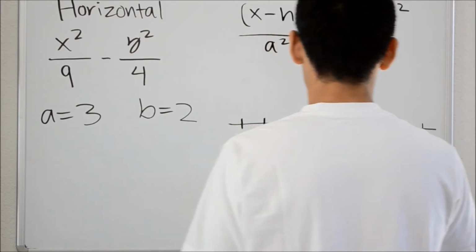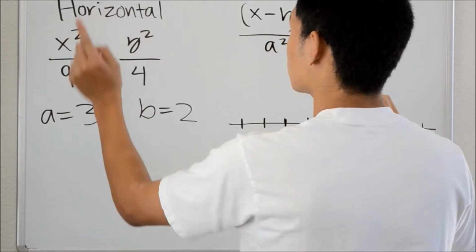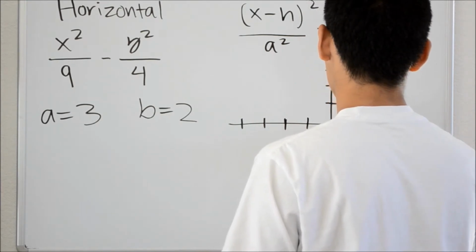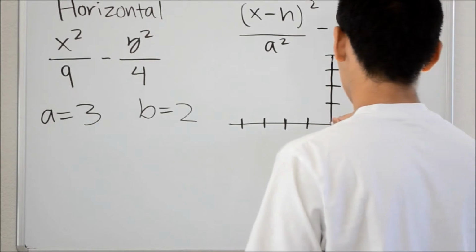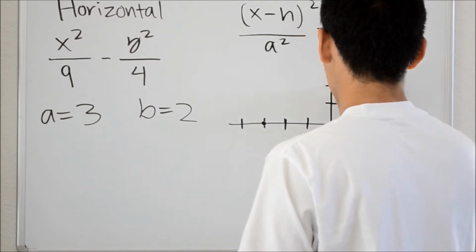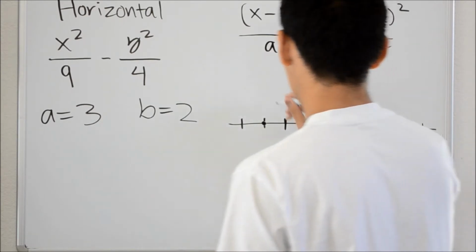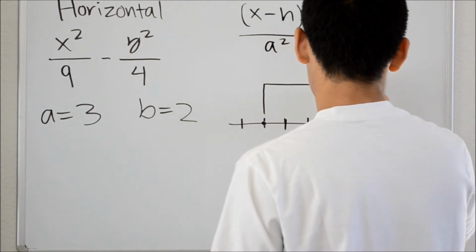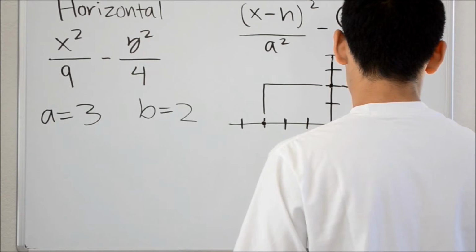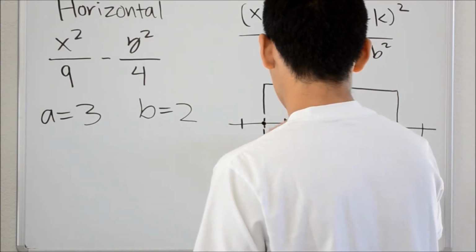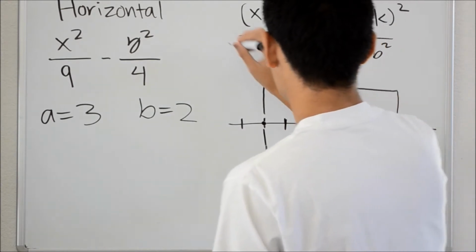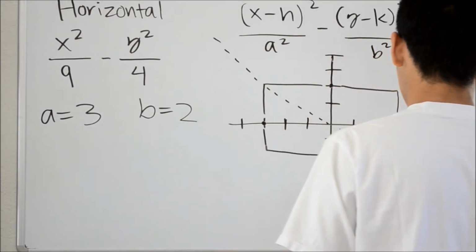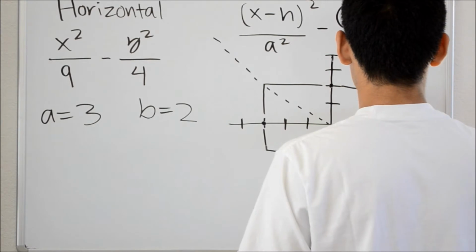Since this graph is going to be horizontal, I have to look at the positive side, which would be x. So I would start with the 9, where a is equal to 3. And then I graph the y side, which would be the b, which equals 2. Then I start to draw my box, which helps me graph my asymptotes. And then I draw my dotted lines, which also help me keep the hyperbola curve in place.